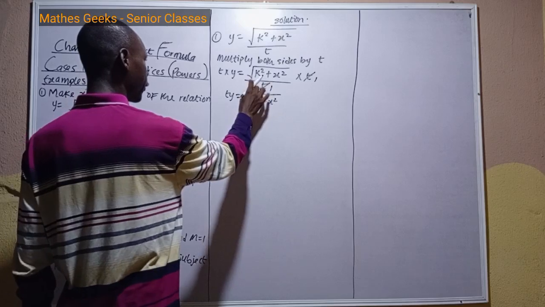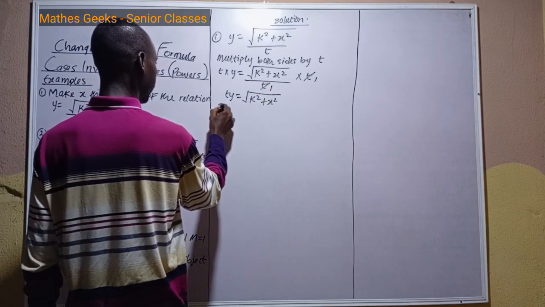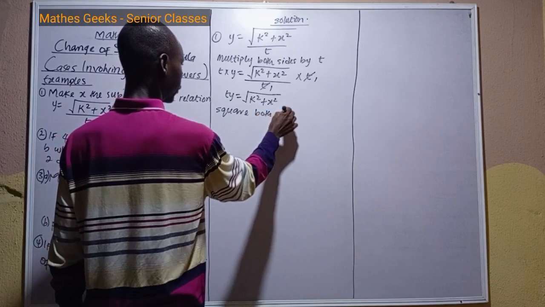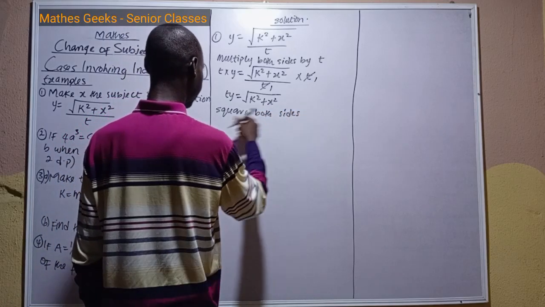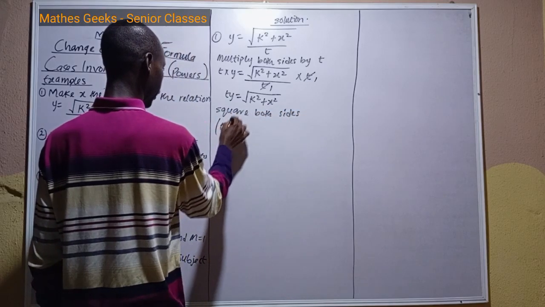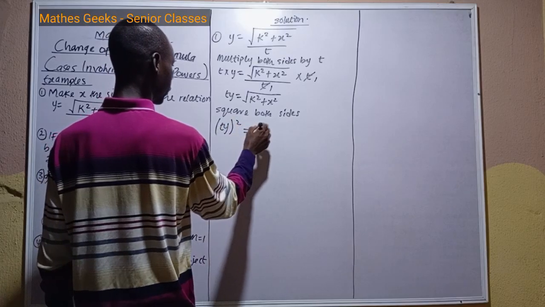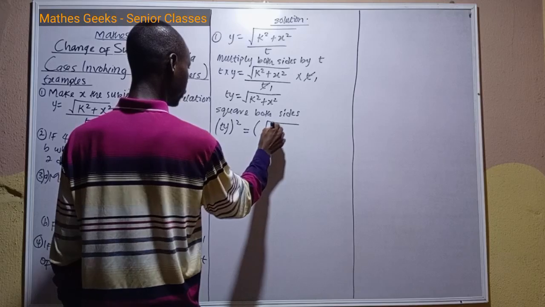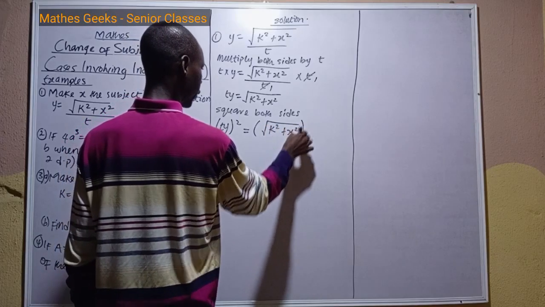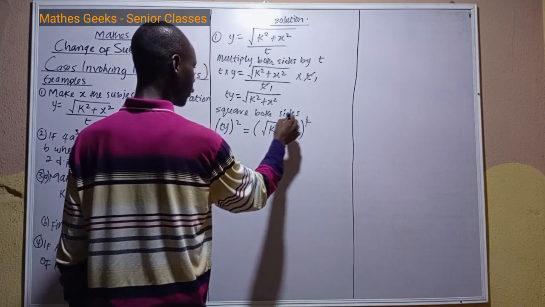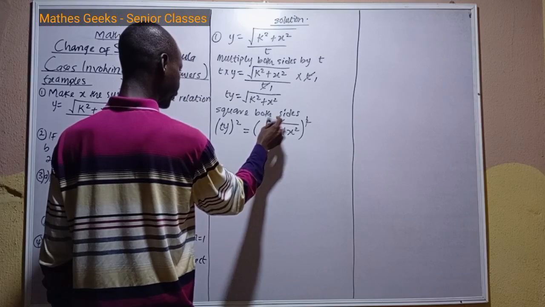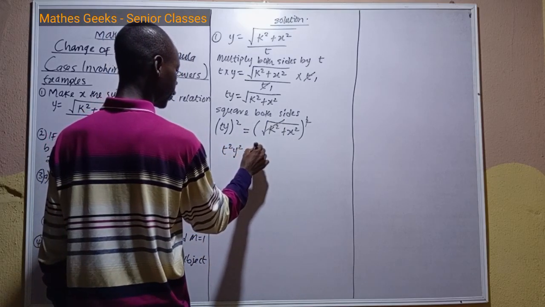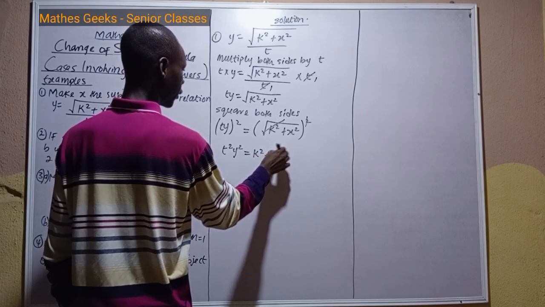Next is to remove the square root sign. So to do that, we need to square both sides. Square both sides. So ty all squared equals q squared plus x squared all squared. These two will cancel the square root sign. So this will give us t squared y squared equals q squared plus x squared.